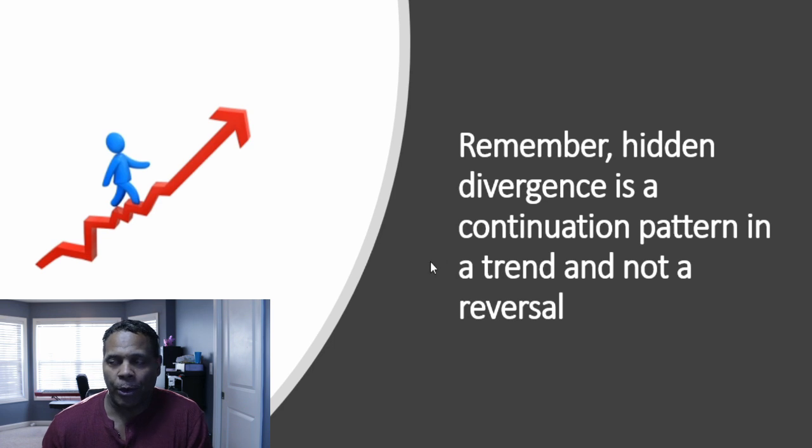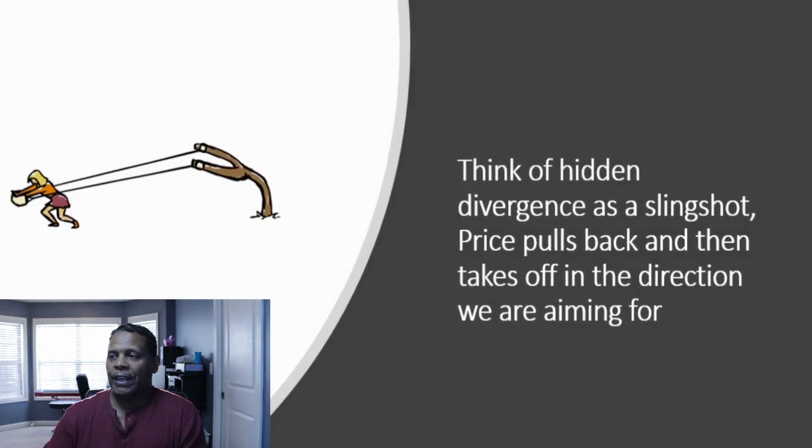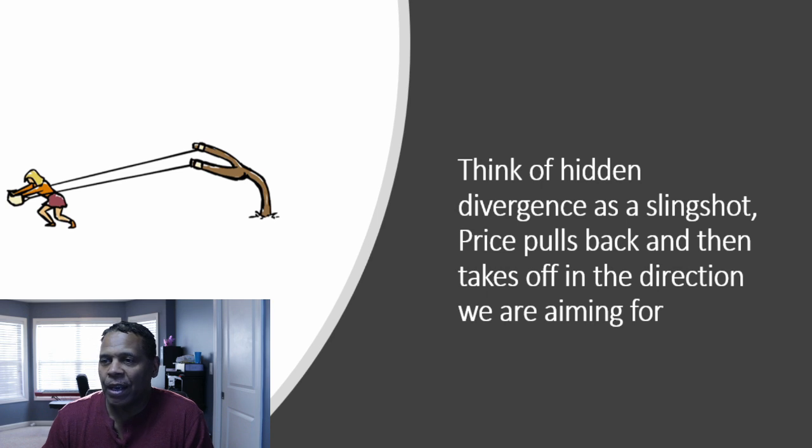All right, so remember, hidden divergence is a continuation pattern in a trend and not a reversal. Also, think of hidden divergence as a slingshot. Price pulls back and then takes off in the direction we are aiming for.